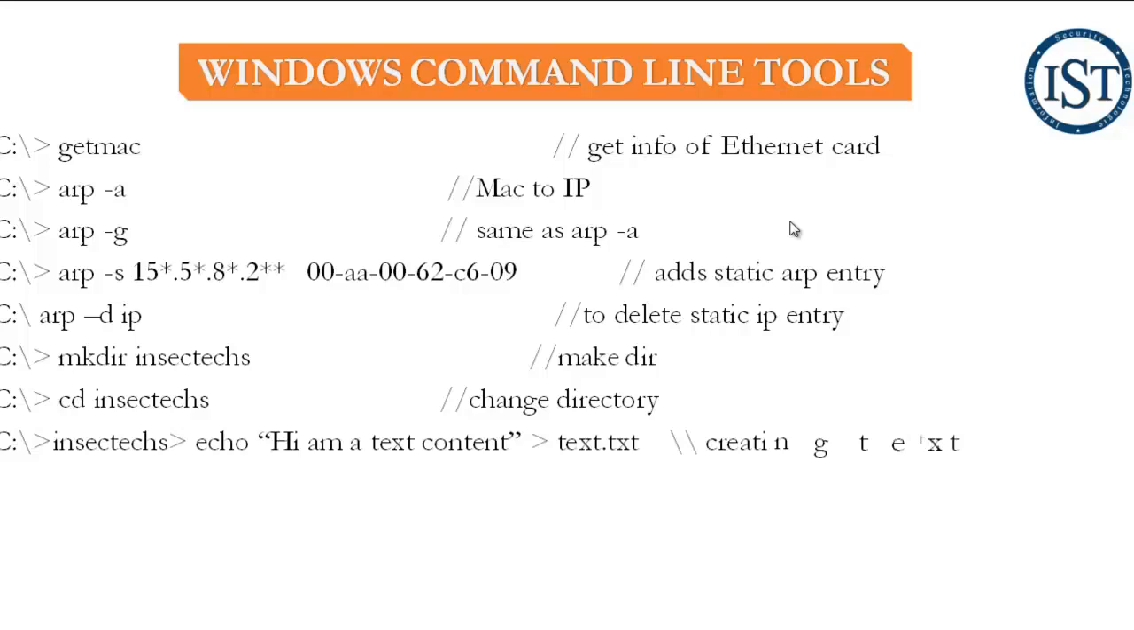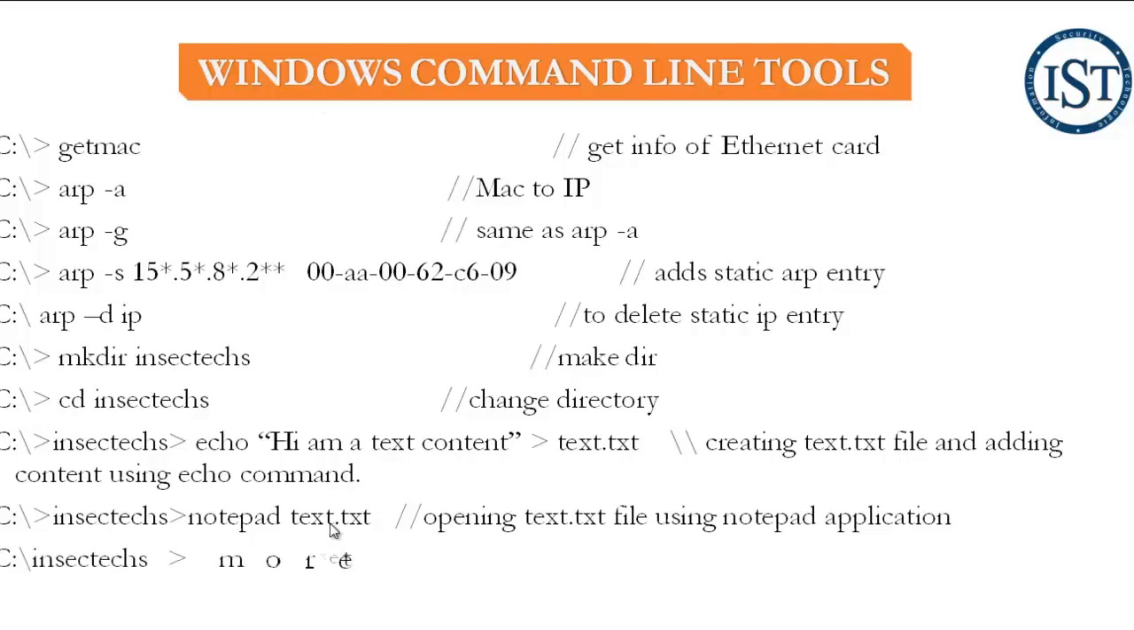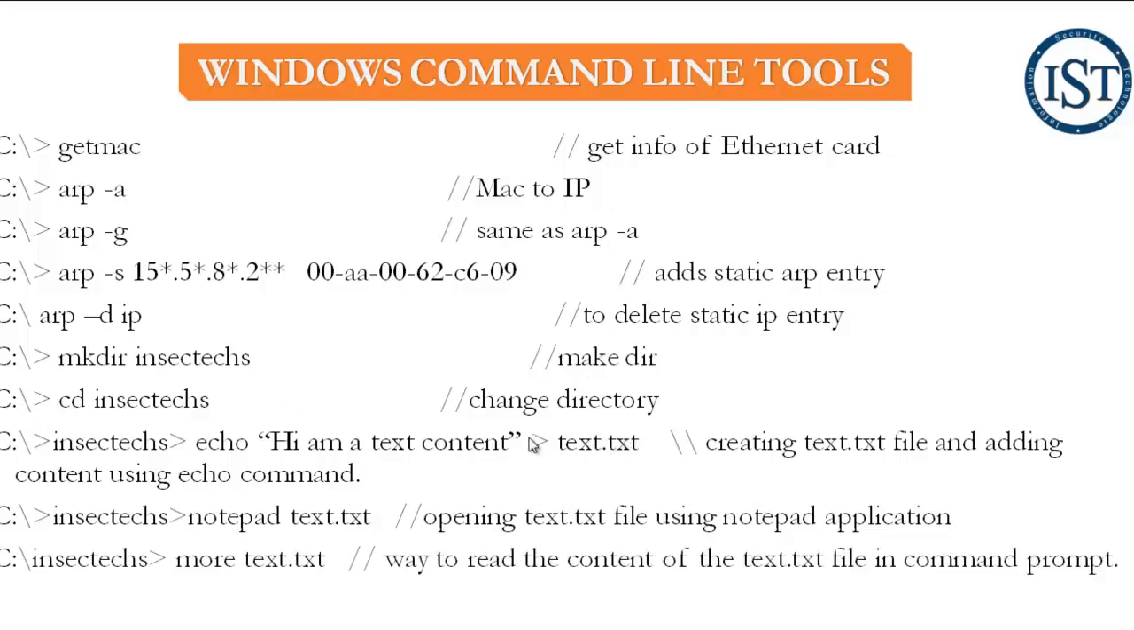And this particular command is just to create some text using this echo command, and we can write it into some text file or notepad file using command prompt. And the next one is just to open a notepad file using notepad. And the next one is, we have written some text into this text.txt file in the previous command, and we can see the text on the command prompt itself using the command more text.